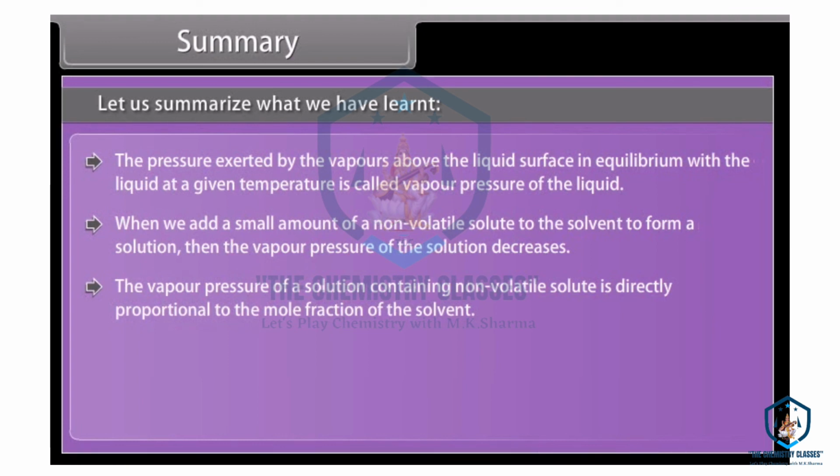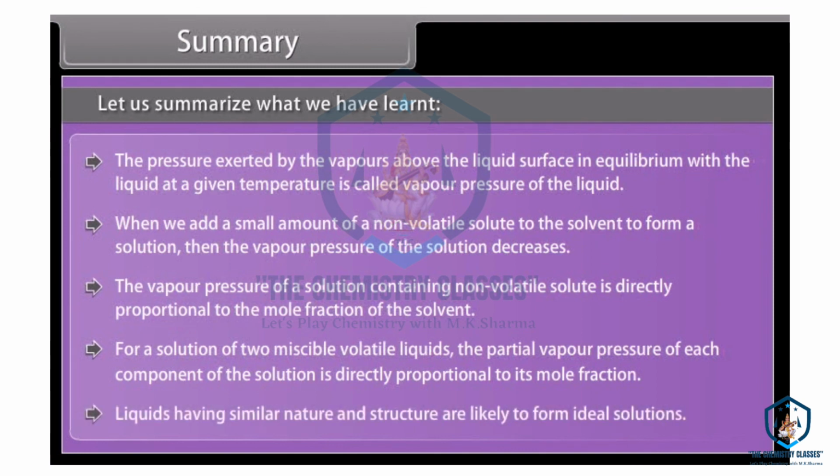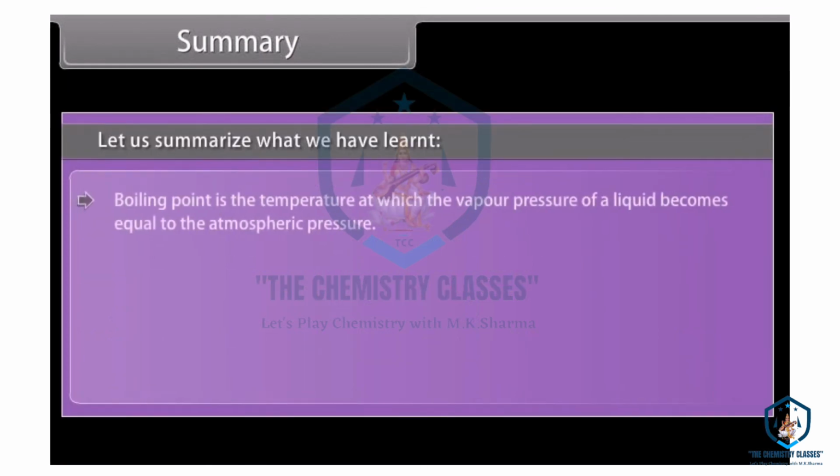For a solution of two miscible volatile liquids, the partial vapor pressure of each component of the solution is directly proportional to its mole fraction. Liquids having similar nature and structure are likely to form ideal solutions. Boiling point is the temperature at which the vapor pressure of a liquid becomes equal to the atmospheric pressure.